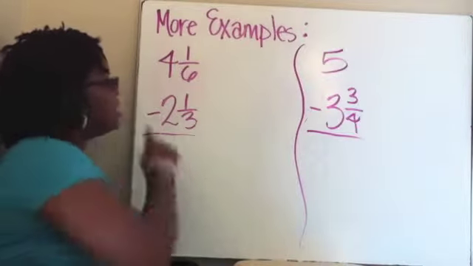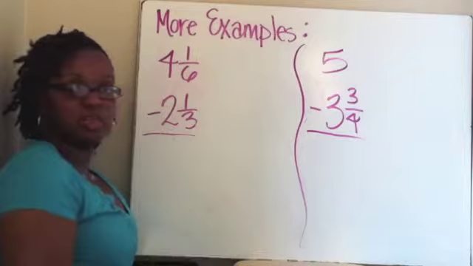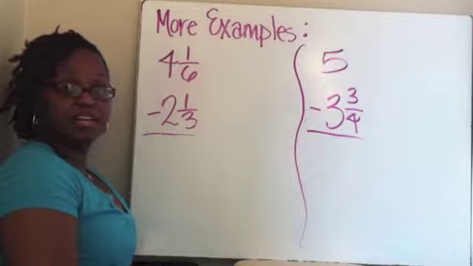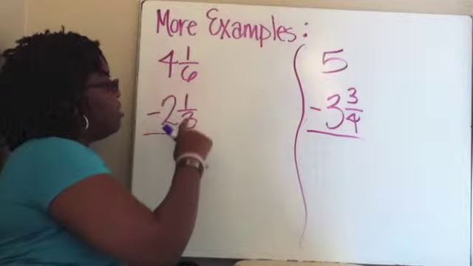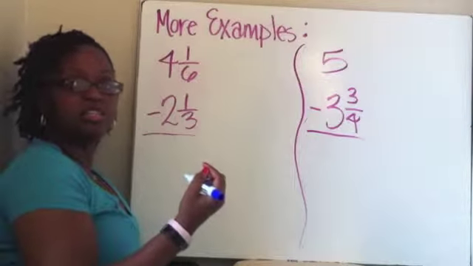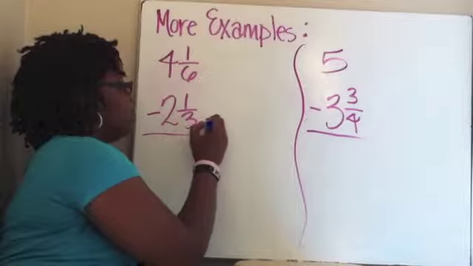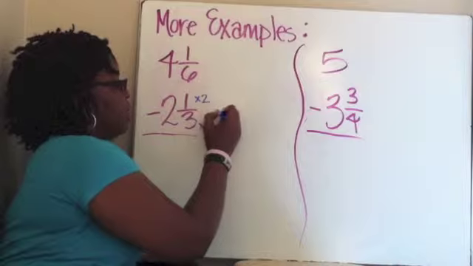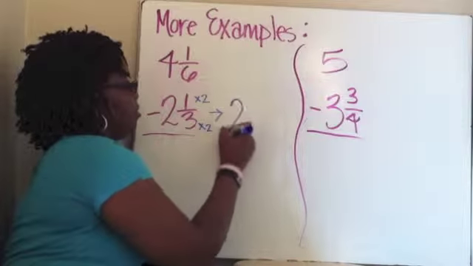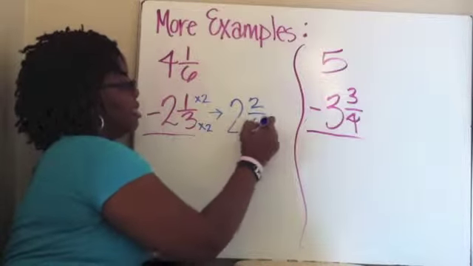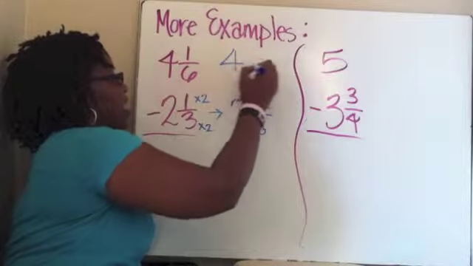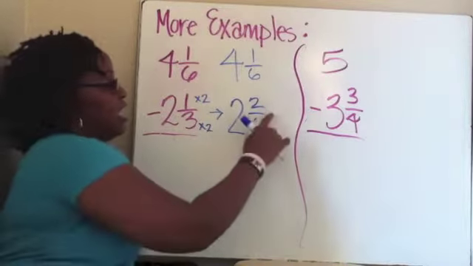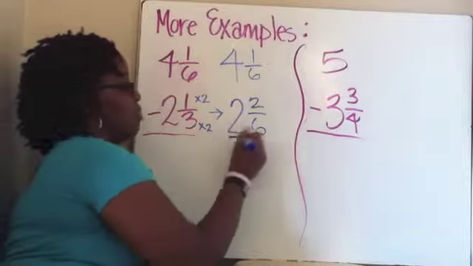Okay, so our next example, we've got 4 and 1/6 minus 2 and 1/3. First thing that we need to do is get our common denominators, LCD. Okay, so I know the least common denominator between 6 and 3 would be 6, and I just have to multiply this by 2, and I have to do the same thing to the numerator. Okay, and so that means I have 2 and 2/6 that I need to take away from 4 and 1/6. So we run into this problem again. I cannot take 2/6 away from 1/6.